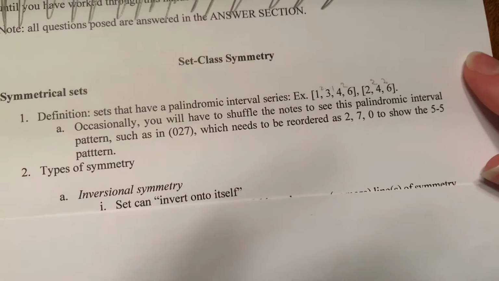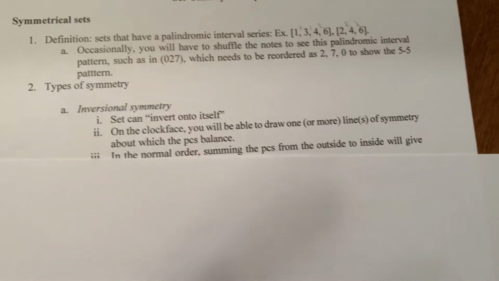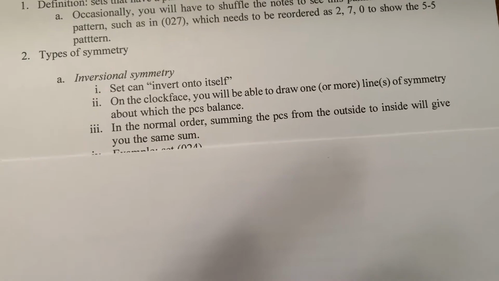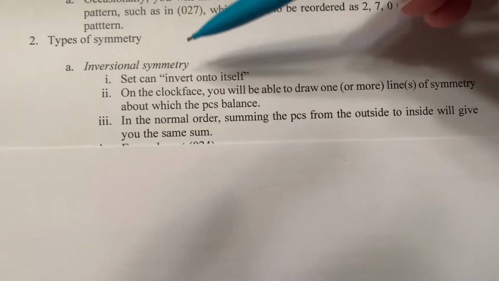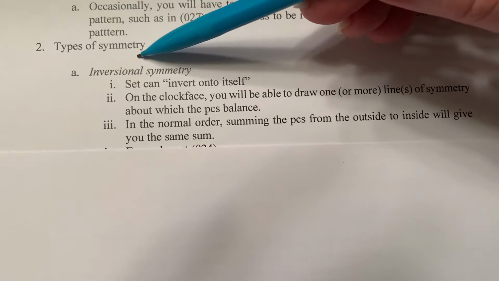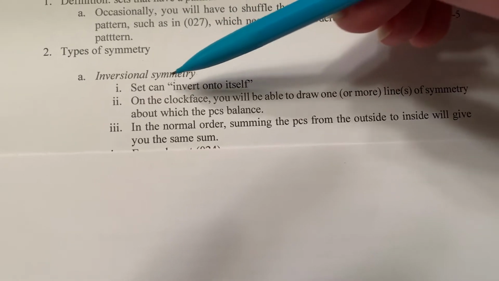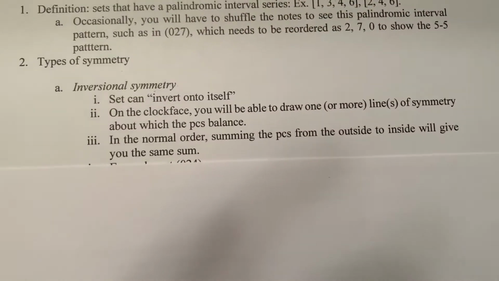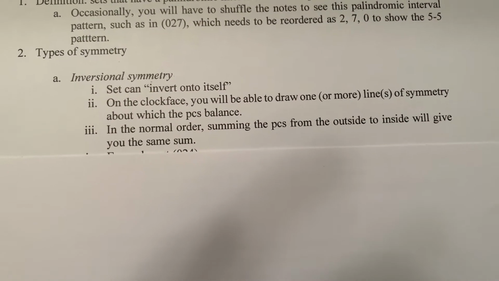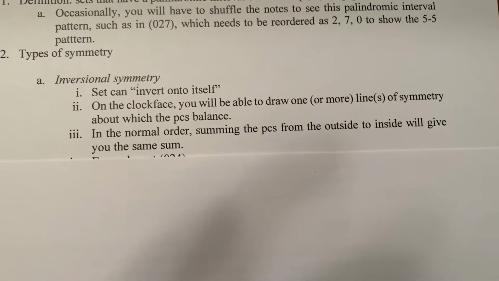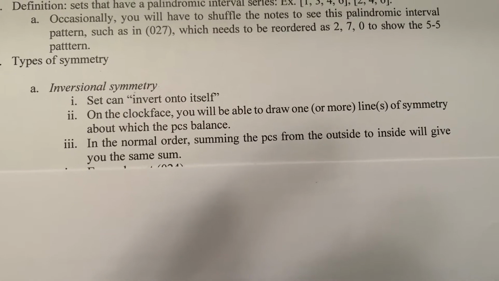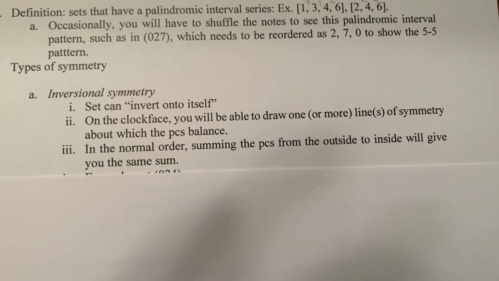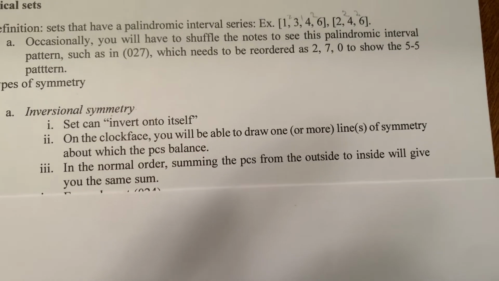Now, there are two types of symmetry that we might talk about. The first one is the one that you are all familiar with, which is what we talked about with Bartók, and this would be inversional symmetry. The way this is worded in terms of set theory is that the set can invert onto itself. That may be a little confusing, but essentially it means that if you draw the line of symmetry and invert around that axis of symmetry, you get the same notes back. So it can invert onto itself.